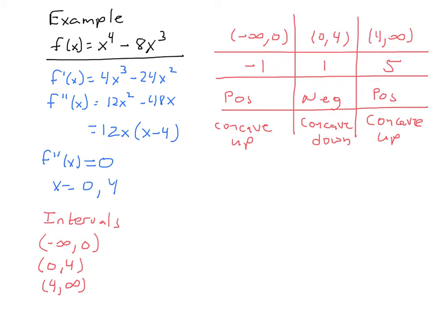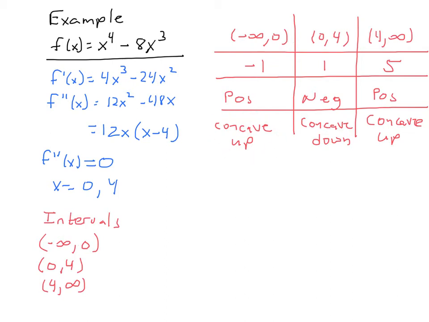12 times -1 is going to be -12 times a -5. Well, -12 times -5 is going to actually be a positive value, a positive 60. So I know on the interval from negative infinity to 0 that my second derivative is going to be positive, and therefore my function is going to be concave up.